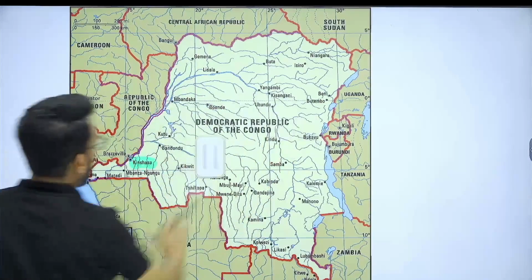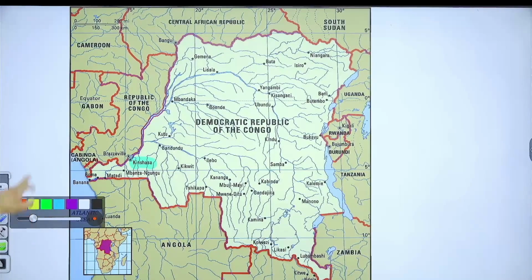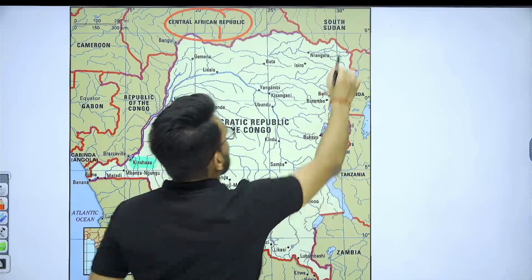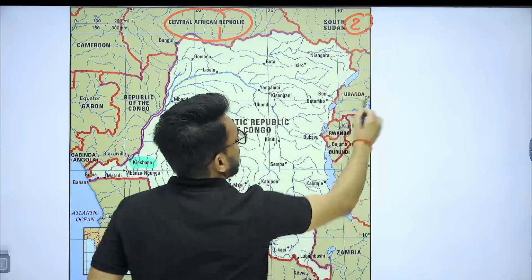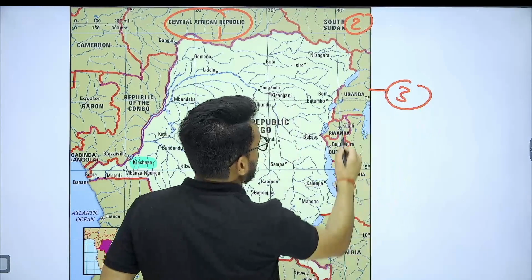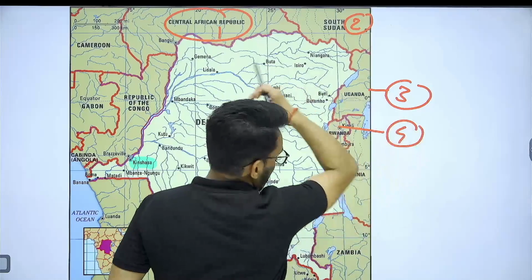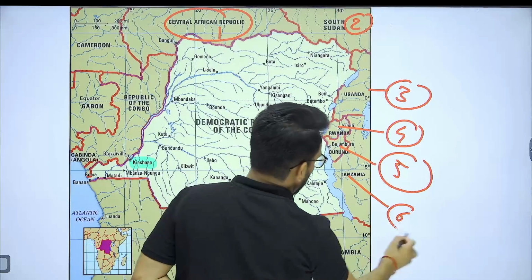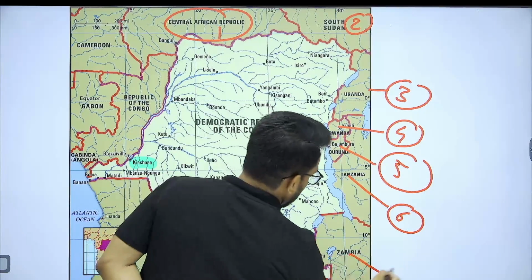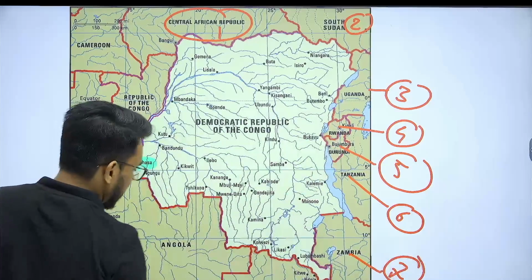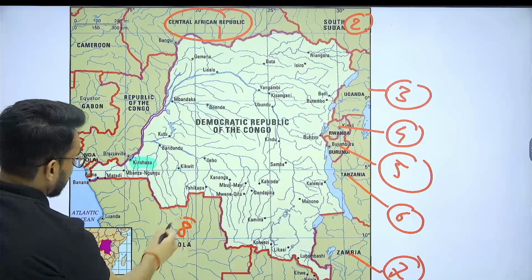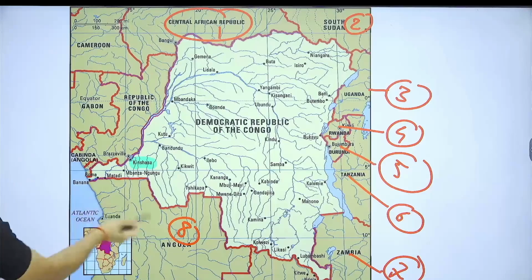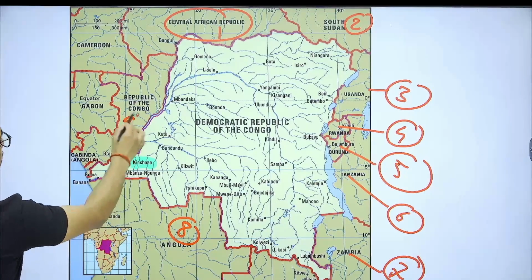Now, which are the countries which border the Democratic Republic of Congo? We are going to start again from 12 o'clock. Number one, Central African Republic. Number two, South Sudan. Number three, Uganda. Number four, Rwanda. Number five, Burundi. Number six, Tanzania. Number seven, Zambia. Number eight, Angola. And number nine, Republic of Congo.